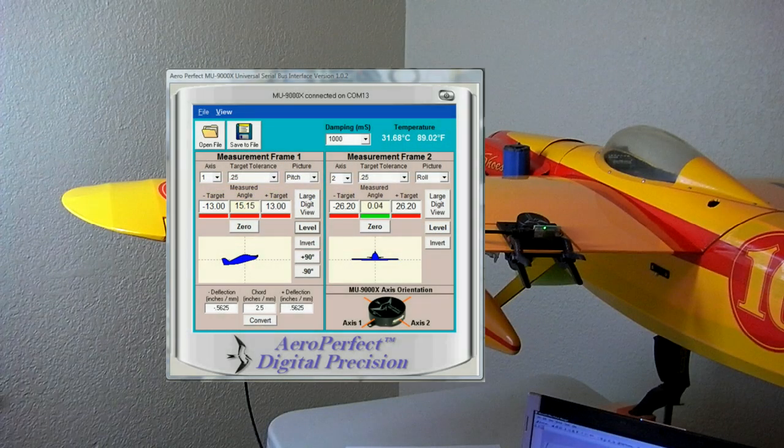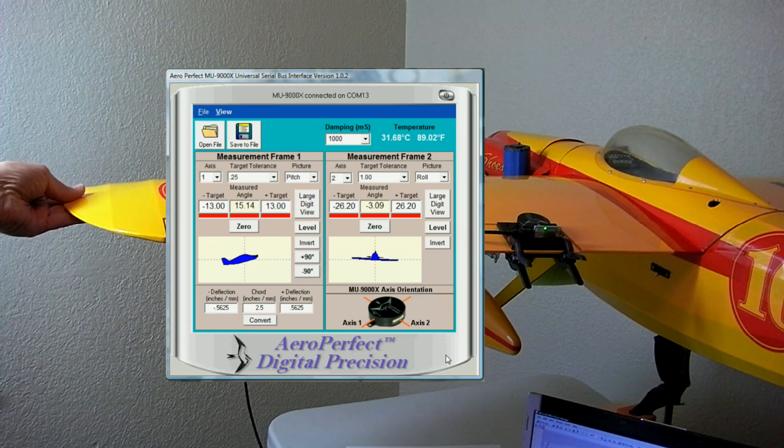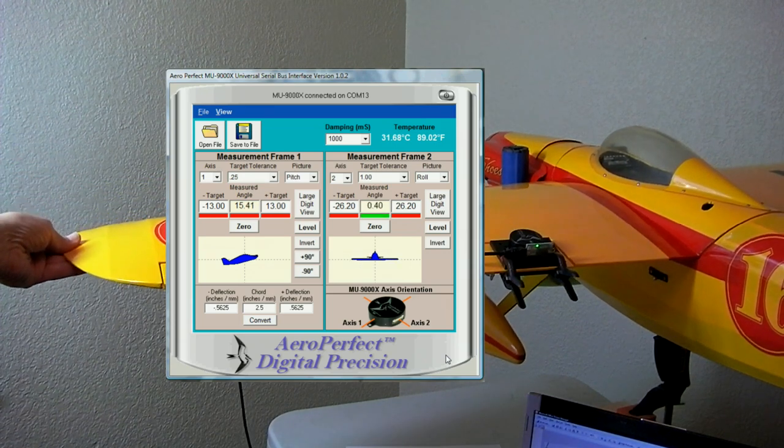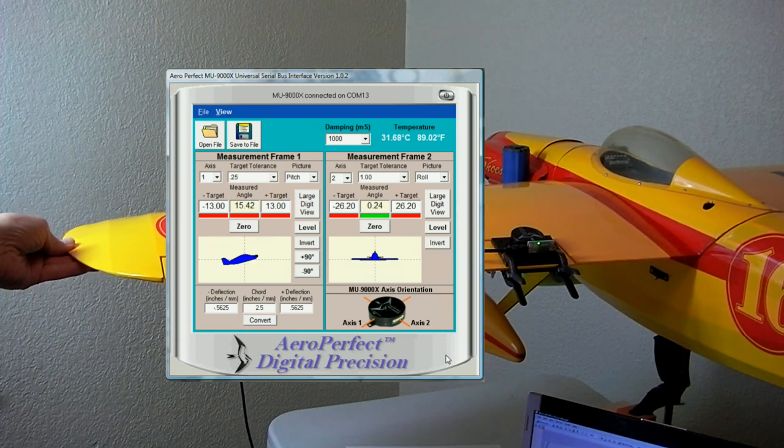Before measuring the aileron control throws, we will use axis 2 to set the hinge line of the aileron so it is level. While this is not an essential step, it does ensure the highest level of accuracy. In axis 2, click level and set axis 2 target tolerance to plus and minus 1 degree.